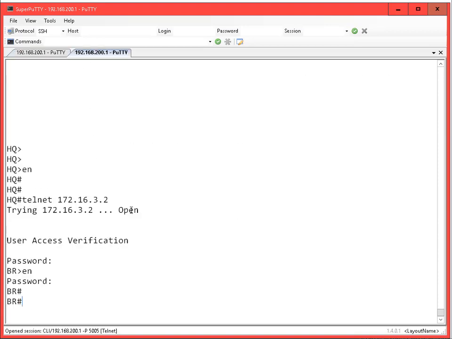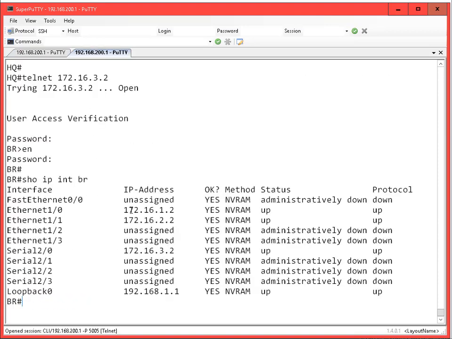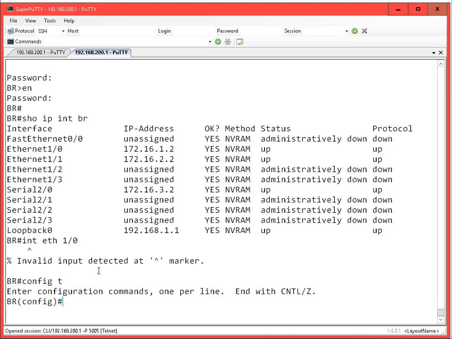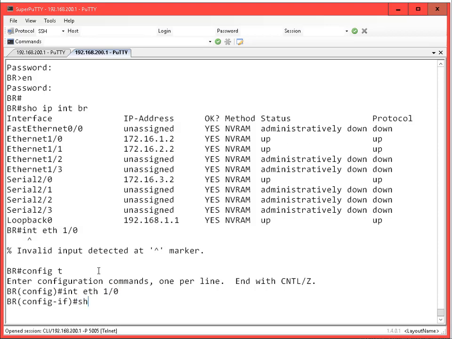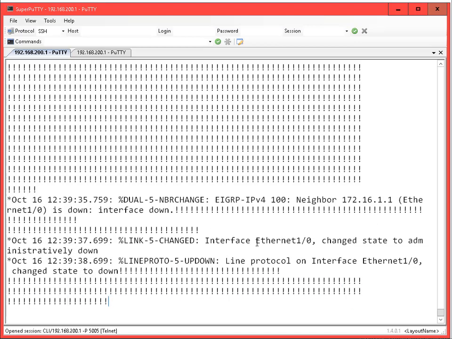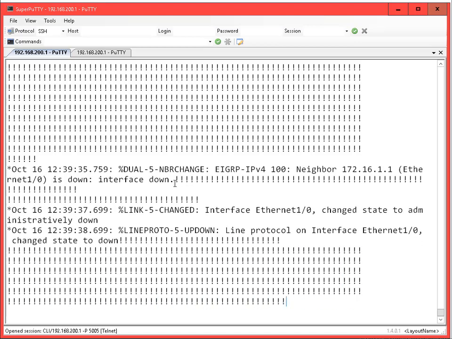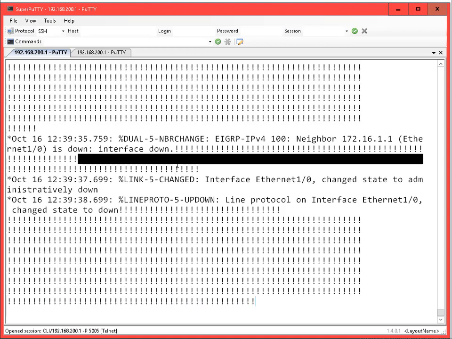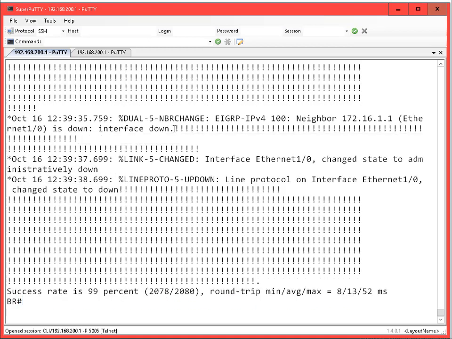Now I'm going to shut down, show ip interface brief. I'm going to shut down this top link, Ethernet 1.0. Config t, and I'll do a quick shut, and let's see how that affects our pings. It doesn't look like we lost one ping right here. Let me break the ping. We lost one ping right when the interface went down, but you saw how quickly the route updated, right? Because we had a feasible successor, the route updated very quickly.